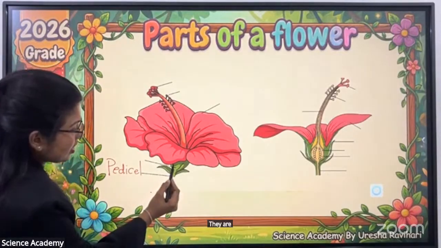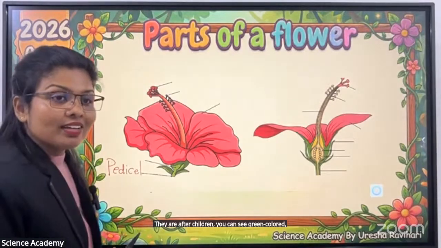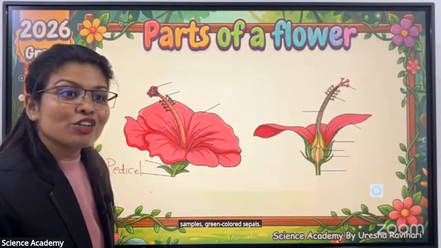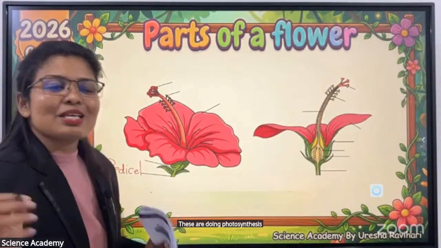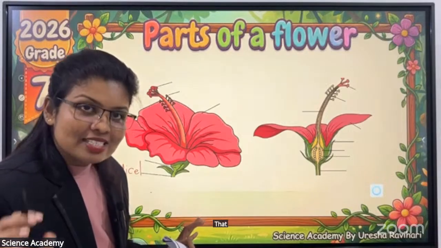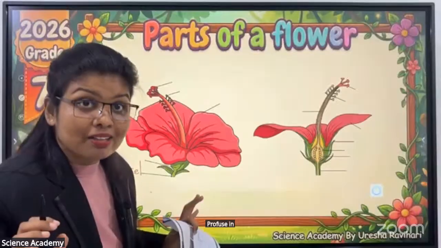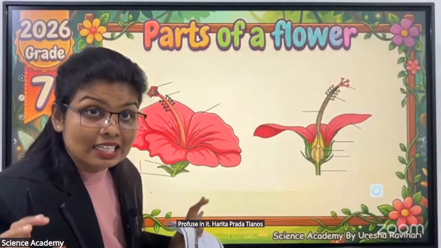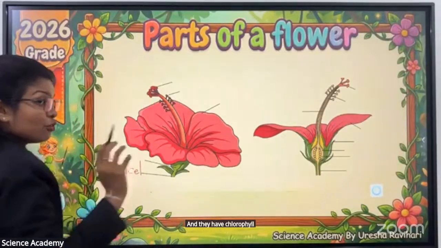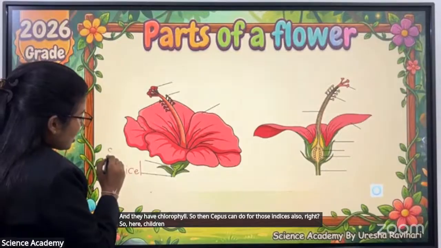Thereafter, children, you can see green colored sepals. These are doing photosynthesis because sepals are green in color. That means sepals have chlorophyll in them. Sepals are green in color and they have chlorophyll, so sepals can do photosynthesis also, right? So here children, these are called sepals.